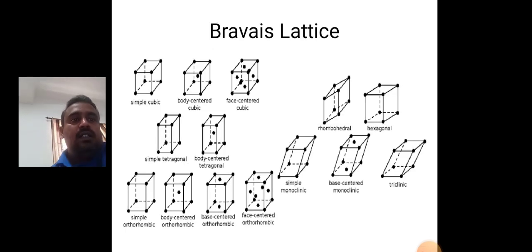Then the next diagram shows the different types of crystal systems. In the cubic system there are 3 types: simple, body centered, and face centered. Then tetragonal, 2 types: simple and body centered. Next orthorhombic, 4 types: simple, body centered, base centered, and face centered orthorhombic. In monoclinic, simple monoclinic and base centered monoclinic. Then for the last 3 systems, hexagonal, triclinic, and rhombohedral, only one possible type is available: simple rhombohedral, simple hexagonal, and simple triclinic.